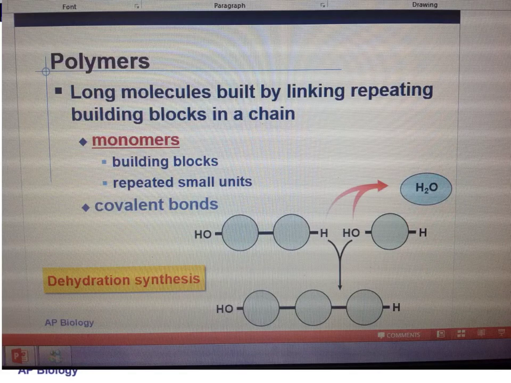So the little units, the repeating units, are called monomers. They're the building blocks. They're the things that make the polymer. So a monomer would be like one link in a chain, and the polymer would be the entire chain. You want your macromolecules to stay together. So it would make sense that the strongest bond that we have would be the bond holding these monomers together. So the bonds that hold polymers together are covalent bonds.